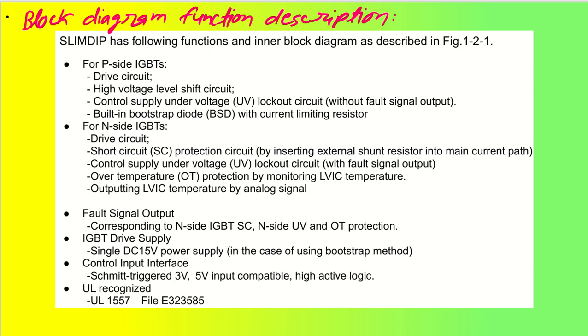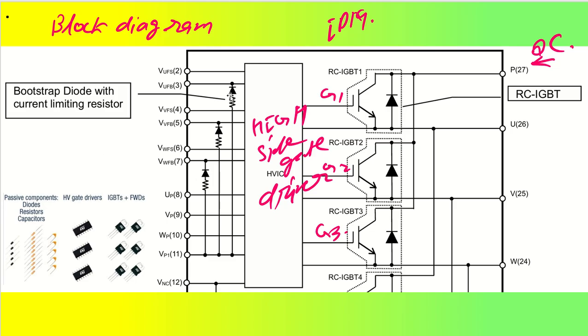Coming back to the explanation of each of these two, the high side and low side blocks, here we can see the P side IGBTs. P side IGBTs are nothing but the higher side IGBTs. It has a drive circuit, a high voltage level shift circuit, and control supply undervoltage lockout, but it is not having any fault signal output on the P side IGBTs. It has a built-in bootstrap diode with current limiting resistor. Just now we have seen that it has a bootstrap diode with current limiting resistors.